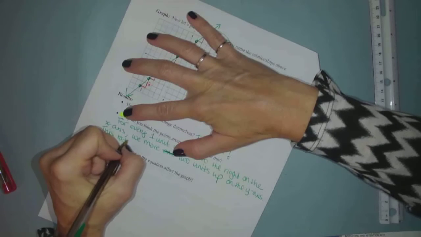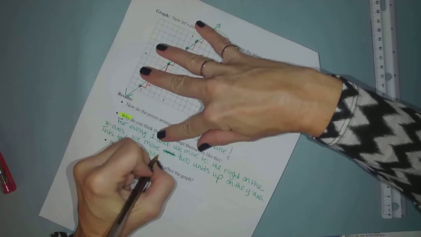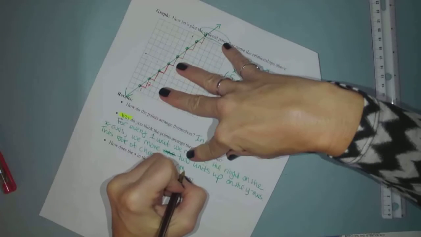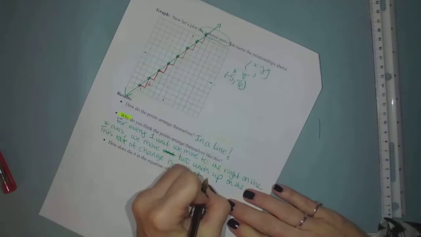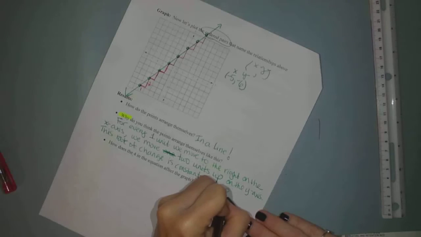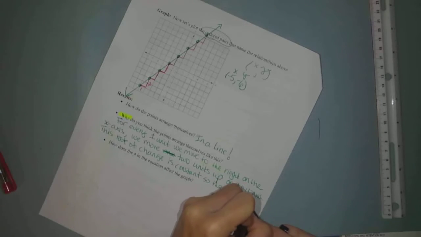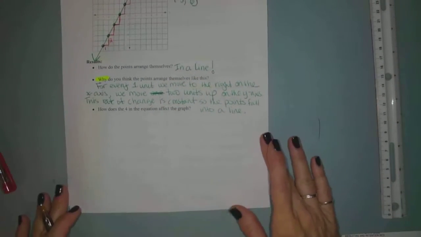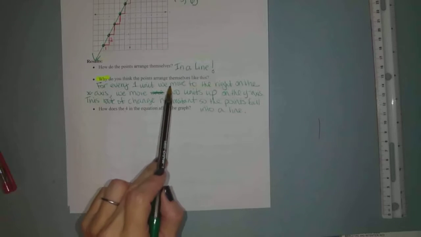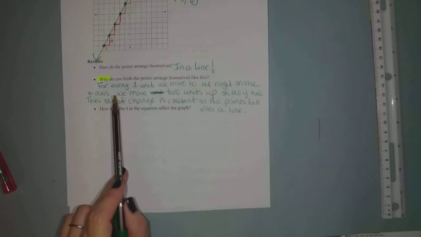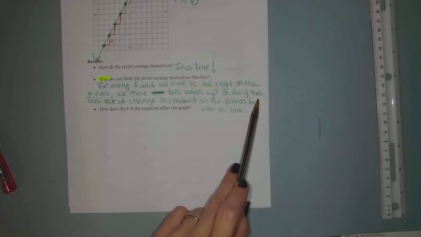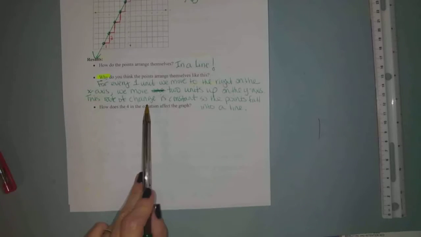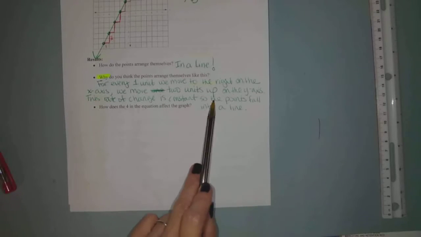This rate of change is constant, so the points fall into a line. How does that sound? Just taking that off the top of my head. Let me reread that. For every 1 unit we move to the right on the x-axis, we move 2 units up on the y-axis. This rate of change is constant, so the points fall into a line.